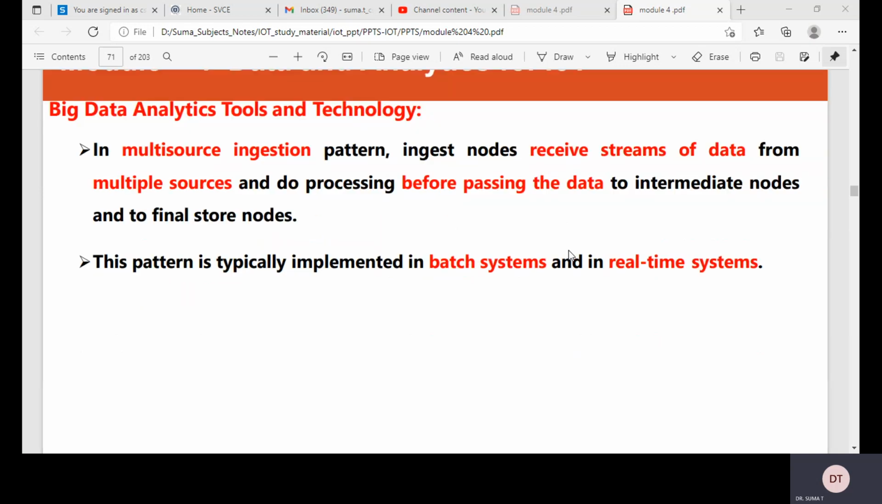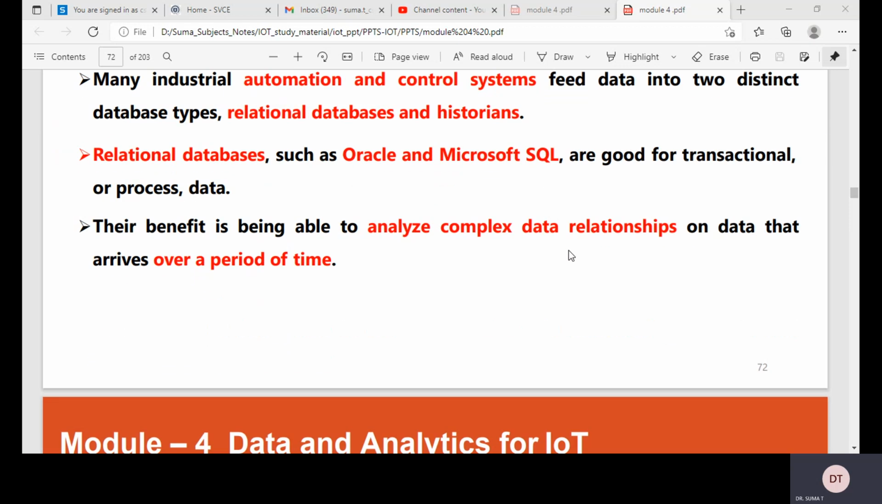If you take, for example, many industrial automation and control systems, they feed the data into two distinct data types. One is the RDBMS, that is, relational databases. The other one is the historians. The RDBMS, relational databases such as Oracle and Microsoft SQL, are good for transactional and process data. Their benefit is being able to analyze complex data relationships on data that arrives over a period of time.